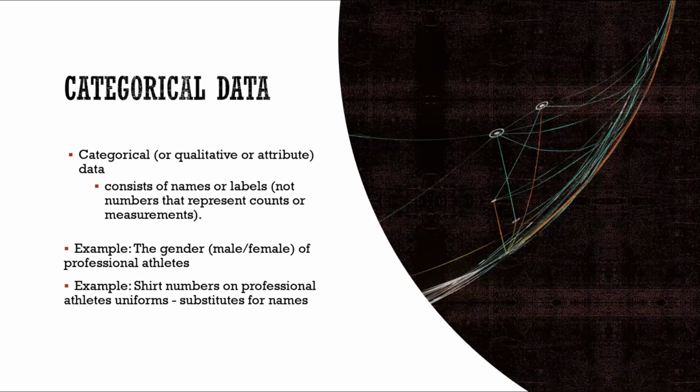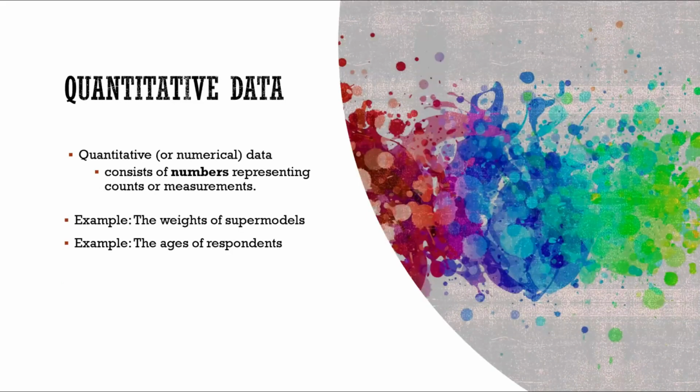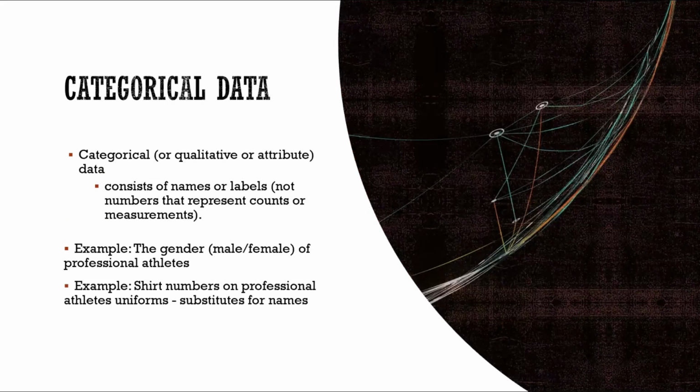So gender of individuals, favorite colors of individuals, names of individuals, or shirt numbers on professional athlete uniforms, right? Even though those are numbers, the numbers are standing in for a name. This is called categorical data. So quantitative data has to be a number, and then the number has to be measuring something. So an identification number, a number that could stand in for a name, is not numerical data.